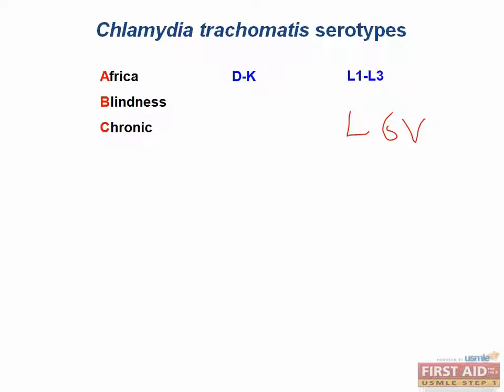How about painful ulcers? There's 2 answers here. Remember, Haemophilus ducreyi causes painful ulcers, and the other one is herpes simplex virus, which causes painful vesicles that then erupt and form painful ulcers. LGV progresses from small painless ulcers to painfully enlarged inguinal nodes.